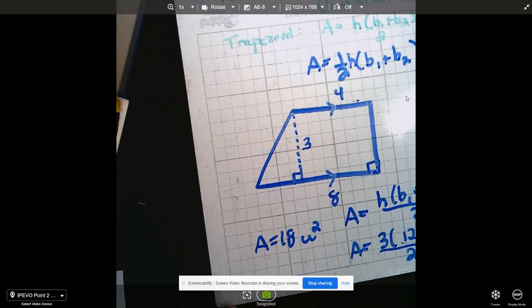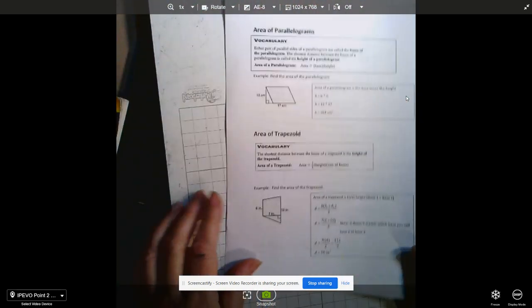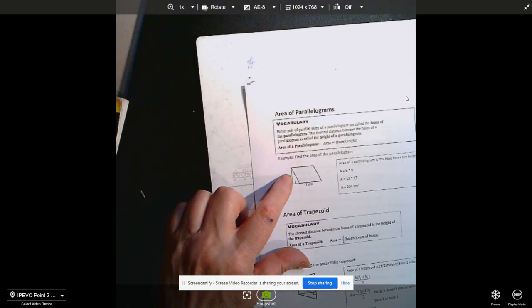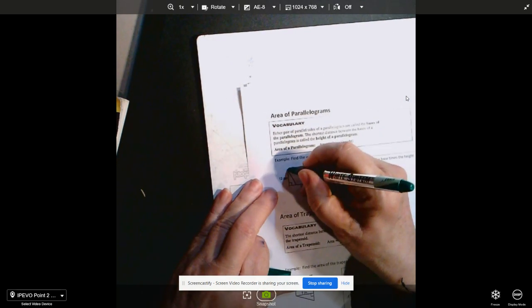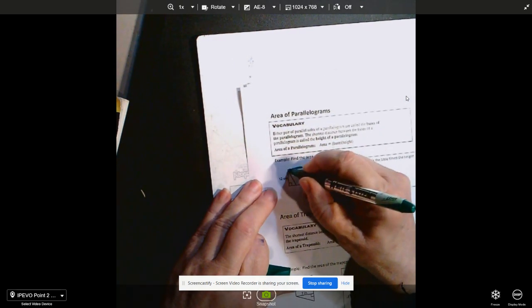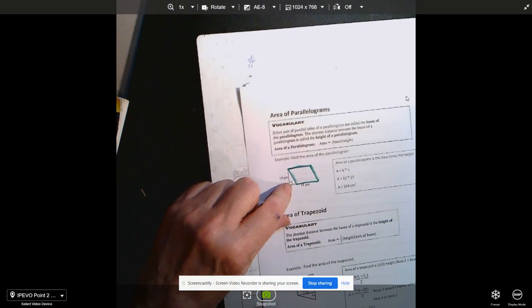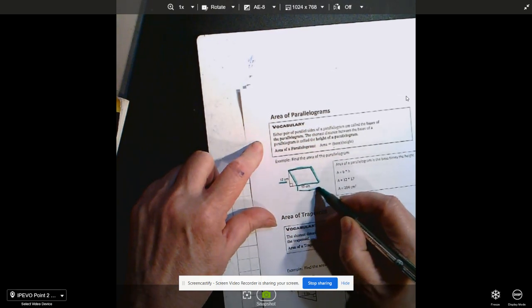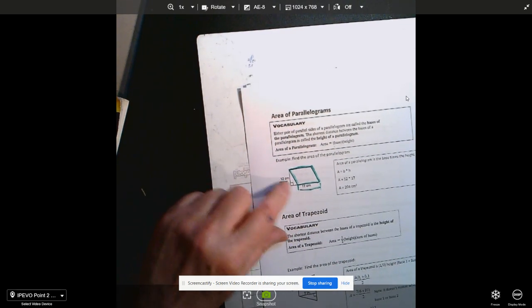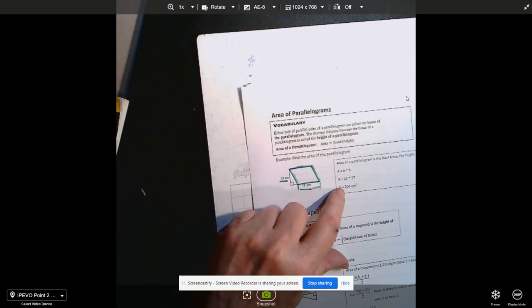And I just want to show you this one example that's in your worksheet right here. Sometimes the height can be outside of the figure. So the figure is actually this right here. This here is your parallelogram. But this goes from a height to the opposite side. So this here is your height, but only this length here is your base. So this would be 12 times 17, would be the area of your parallelogram, to get 204.